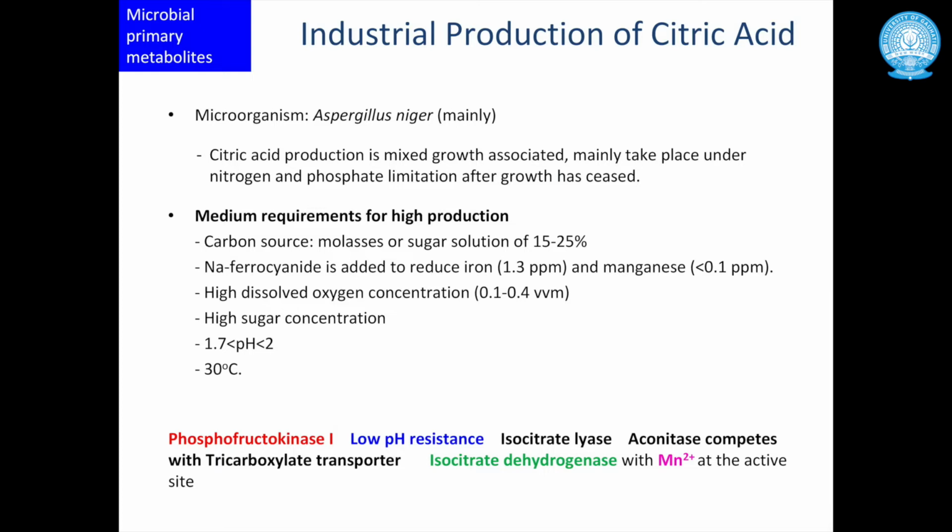Okay, let me come to the next point, that is phosphate and nitrogen limitation. When the cell accumulates a high quantity of citric acid, this cell will have very low pH, which is not good for the cell. But remember, the production of citric acid is taking place when these cells have ceased growth, which means that there is also limitation of nitrogen and phosphate. When there is limitation of nitrogen and phosphate, there is increased degradation of proteins that leads to increased ammonium ion concentration.